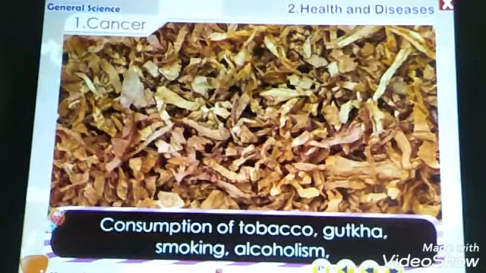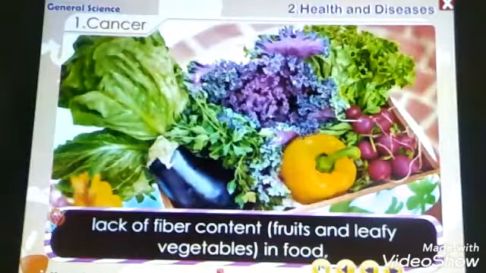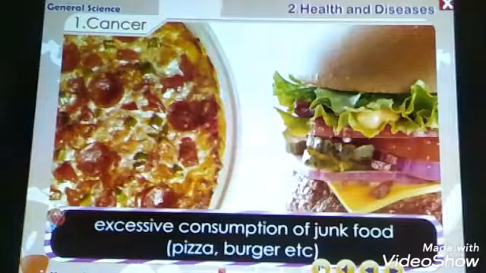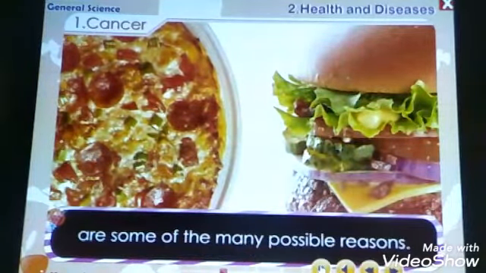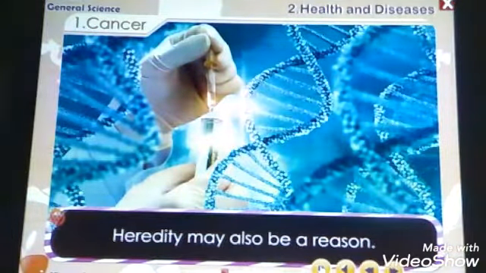Reasons: consumption of tobacco, gutkha, smoking, alcoholism. Lack of fiber content, fruit and leafy vegetables in the food. Excessive consumption of junk food, pizza, burger, etc. are some of the many possible reasons. Heredity may also be a reason.